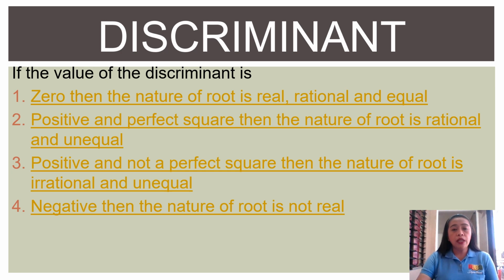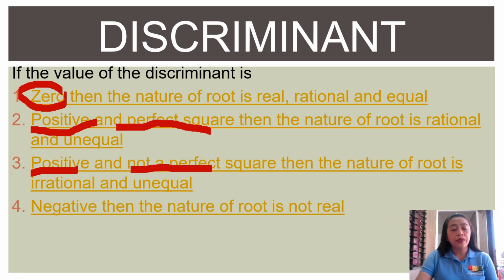Again, it depends upon the result of our computation of the discriminant. So later on, we will identify if the result is 0, if the result is positive and a perfect square, if the result is positive but not a perfect square, or if the result is negative. So we're going to have to match it with its nature.